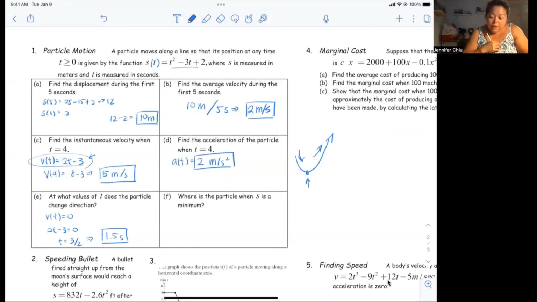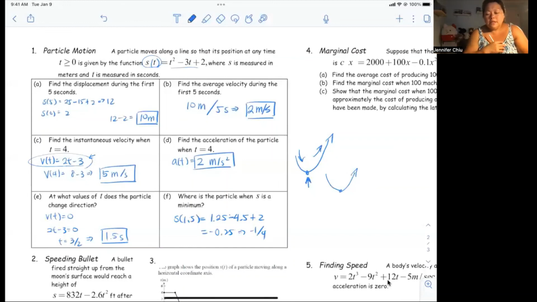Where is the particle when s is a minimum? You know that it changes direction, and that is the minimum height. It's the lowest it gets, because it goes down, pauses at the minimum height, and then goes up. So what is its position? You simply take 1.5 and plug it back into the position function. s of 1.5 is equal to 2.25 minus 4.5 plus 2. And the position is going to be negative 0.25, or negative 1/4.